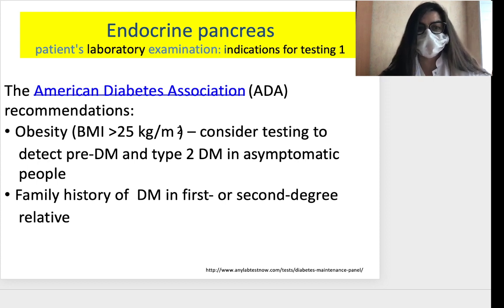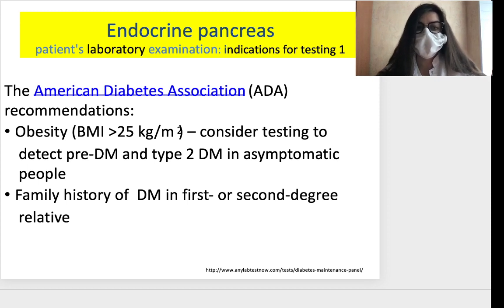First of all, it is obesity. We can say that it is a high weight patient or obese patient when BMI is more than 25 kilograms per meter squared. It is considered testing to detect pre-diabetes mellitus or diabetes mellitus type 2 in asymptomatic people. And I hope you remember that diabetes mellitus type 2 is very gradual, and during a long time, months, even years, it can be asymptomatic.